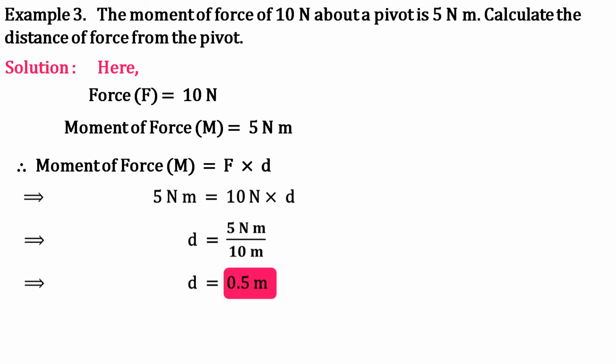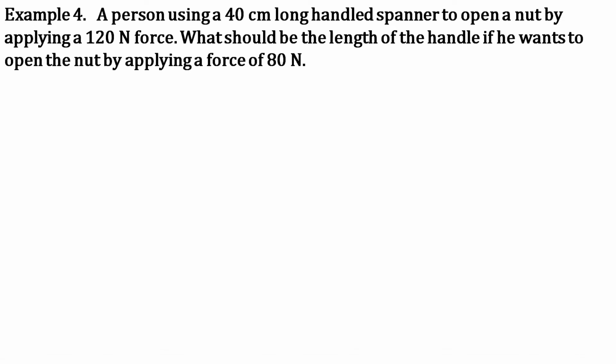So the distance of force from the pivot point is 0.5 meter. Next example, a person using a 40 centimeter long handled spanner to open a nut by applying a 120 Newton force. Again, 40 centimeter is your D. Now if length D is known and F is known, what can you calculate? You can calculate moment of force.